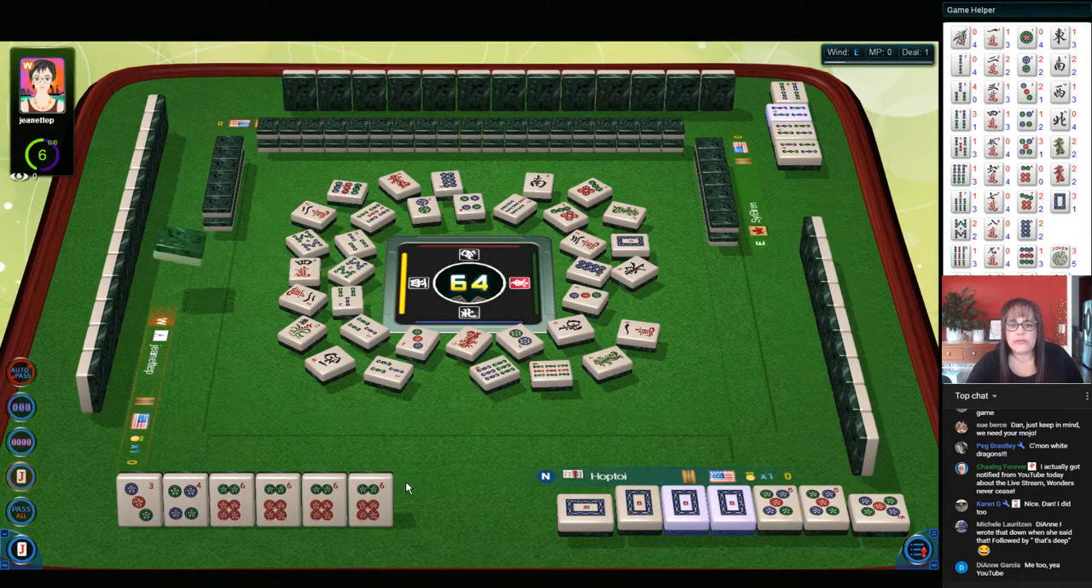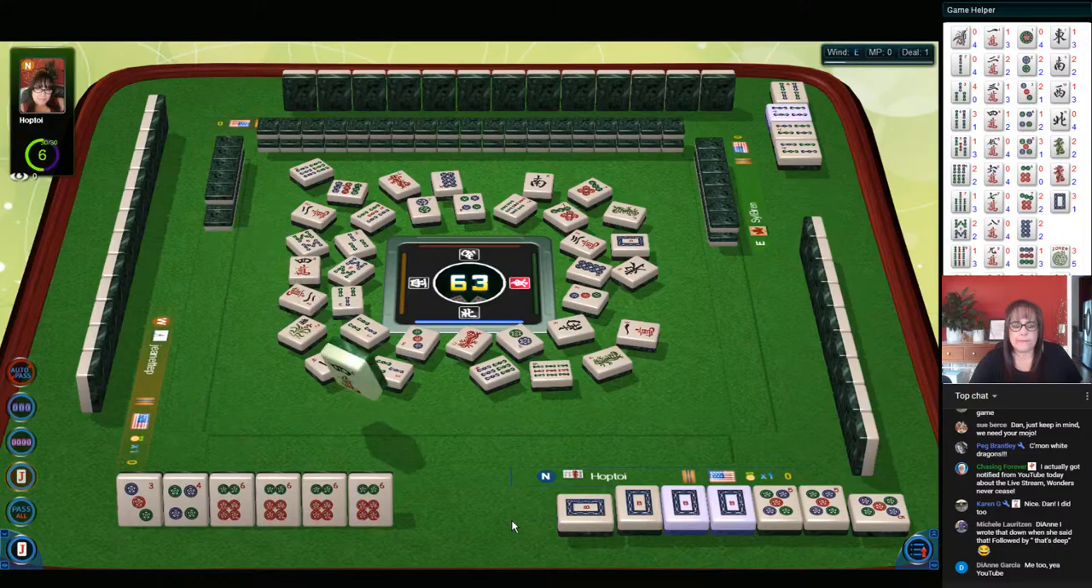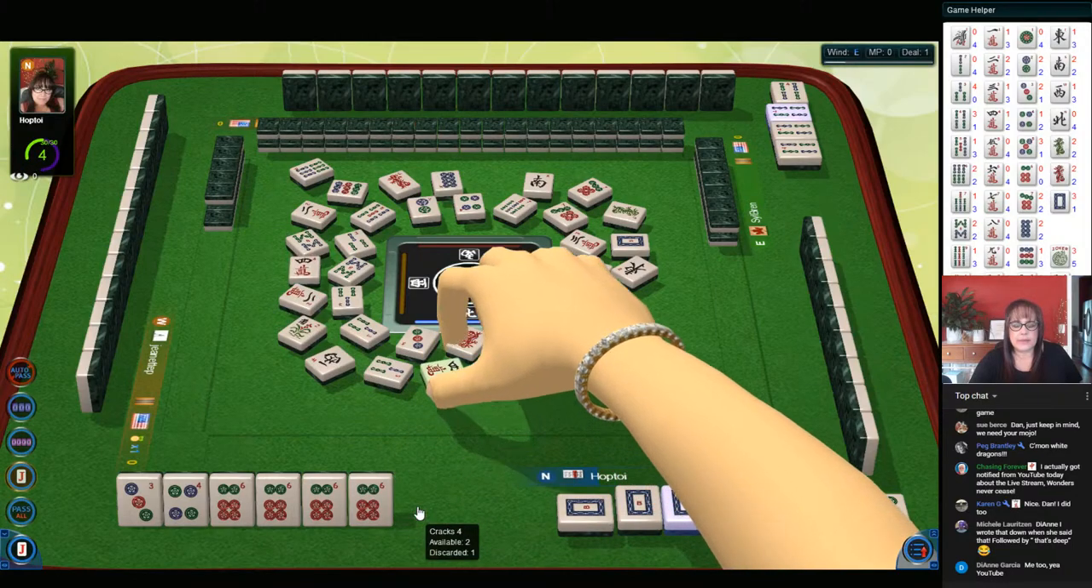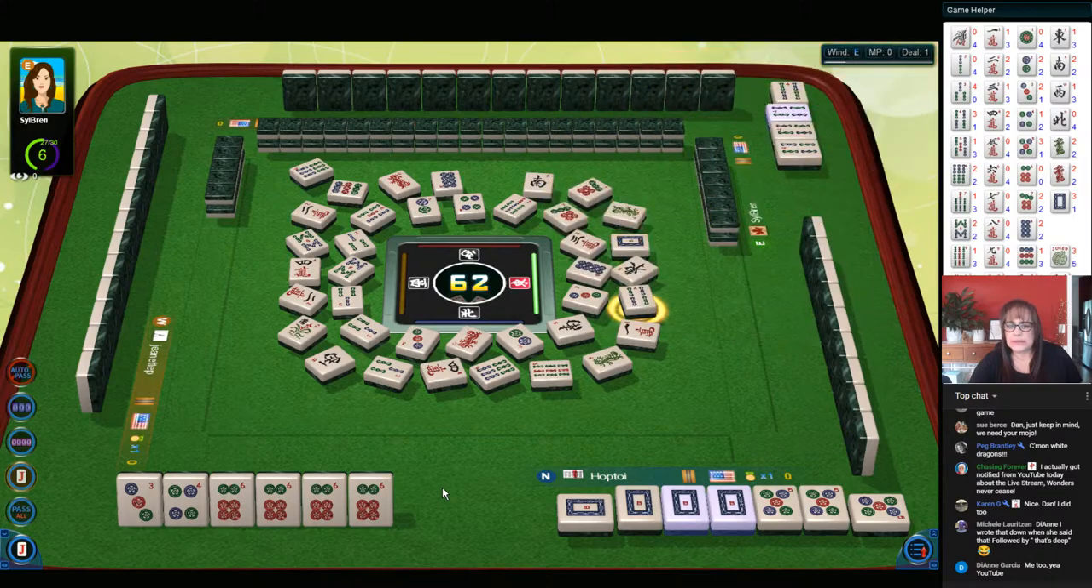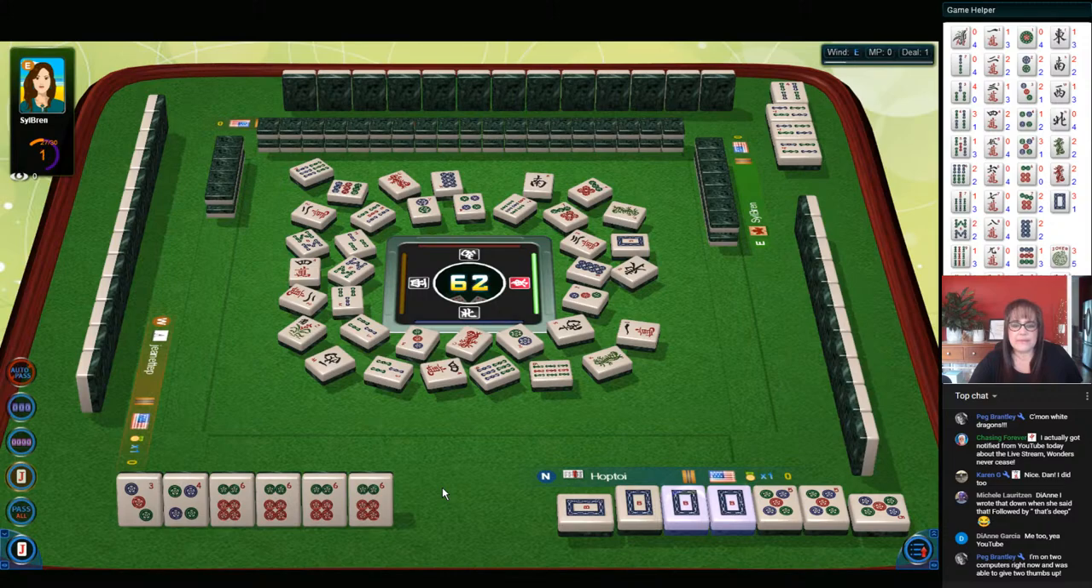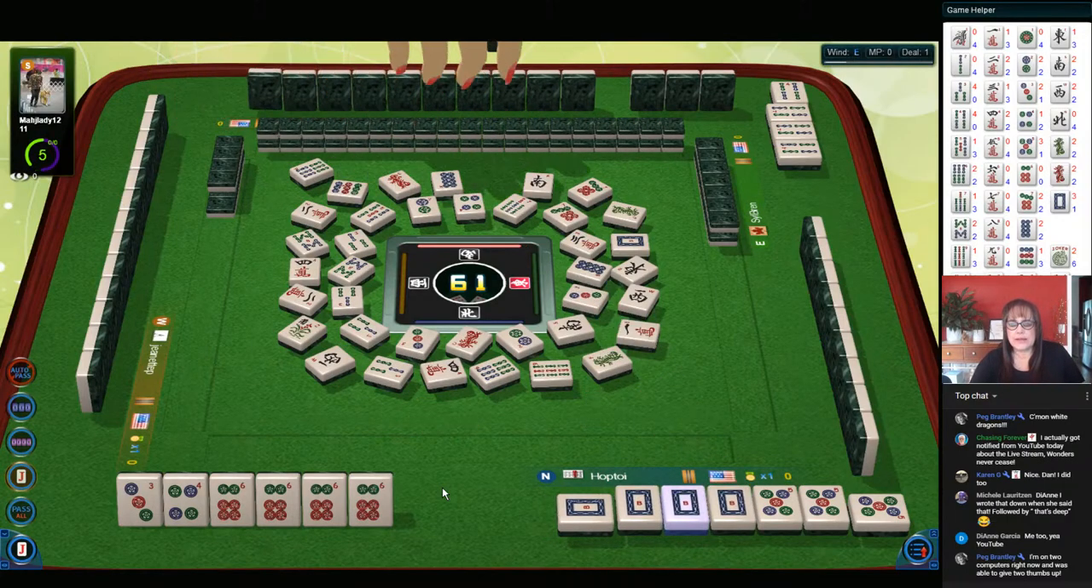2 characters. We need a 4 dot, there's 1 out. 6 bamboos. 4 characters. Four bamboos. Oh, they got their own joker. West wind. White dragon. Oh, and they got a joker too.